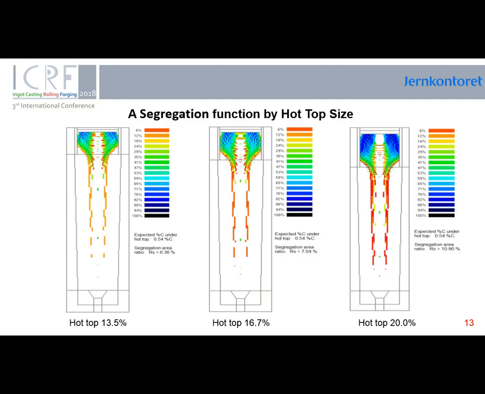To analyze the influence of hot top size on A-segregation, these simulations have been made, keeping the same ingot body and HD ratio and changing the hot top size from 20% to around 13%. These experiments show that the segregation area increases from 6% for a small hot top to 11% for a bigger hot top size.